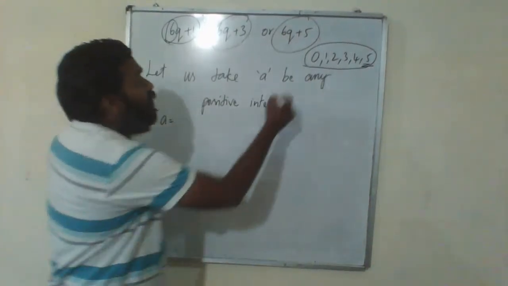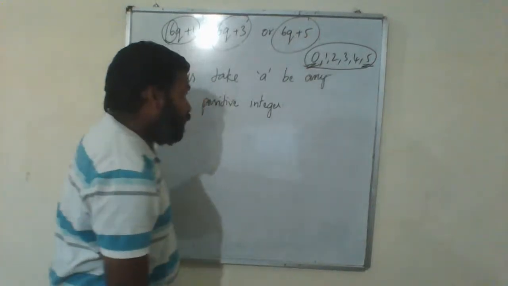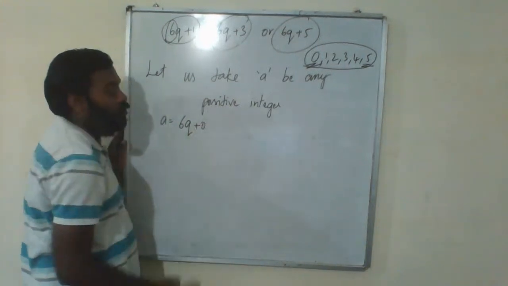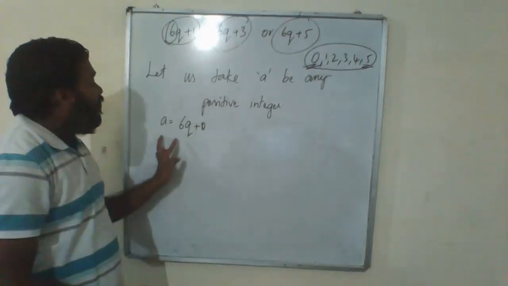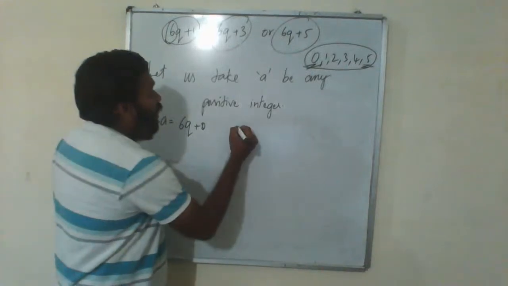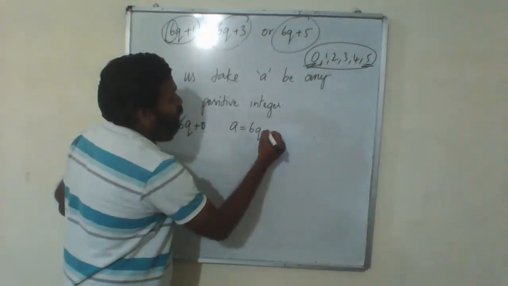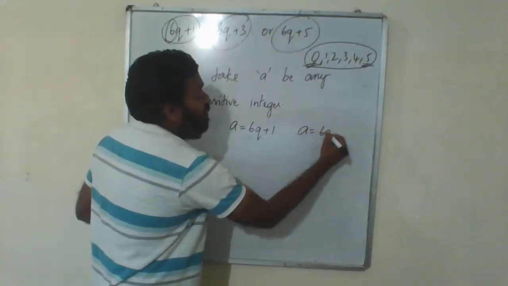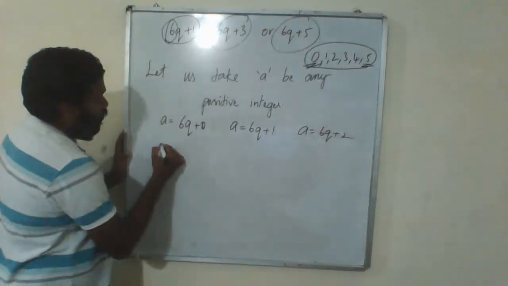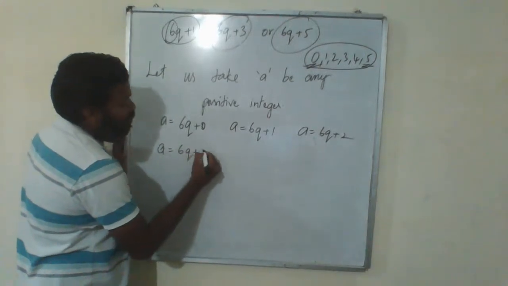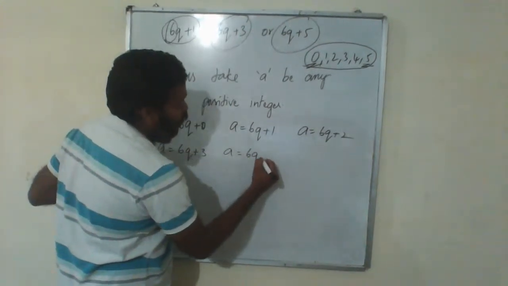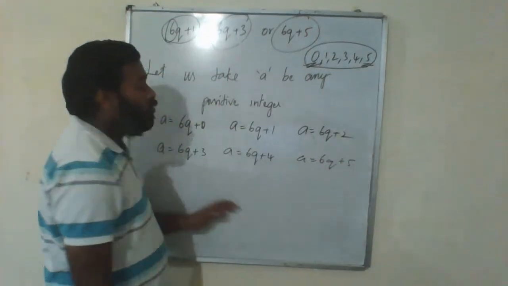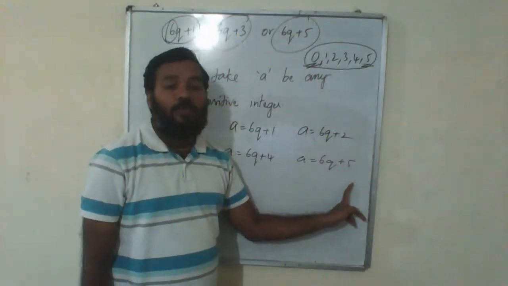Now, if 0 is the remainder, then we have to consider 6q plus 0. This is the first positive integer. If 1 is the remainder, a is equal to 6q plus 1. If 2, that is 6q plus 2, then 6q plus 3, 6q plus 4, 6q plus 5. Other than that, we can't go further, because if you go further, that would be 6q plus 6.